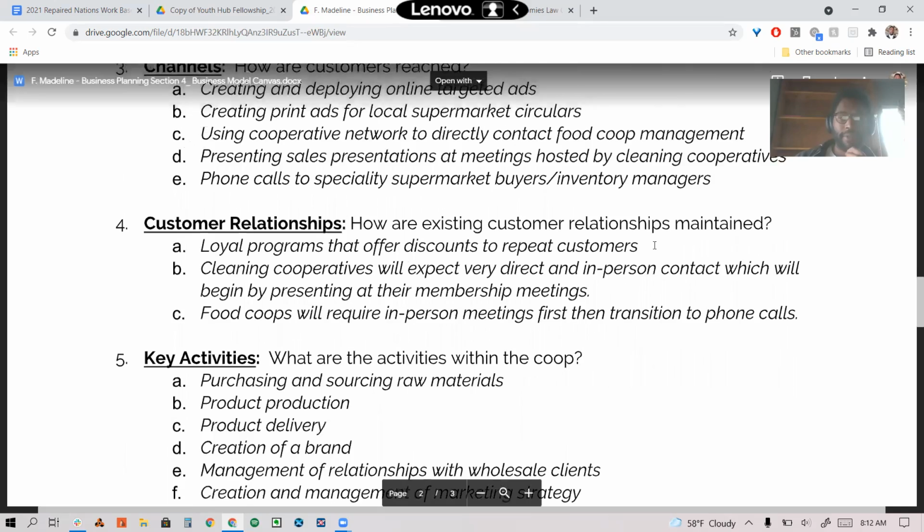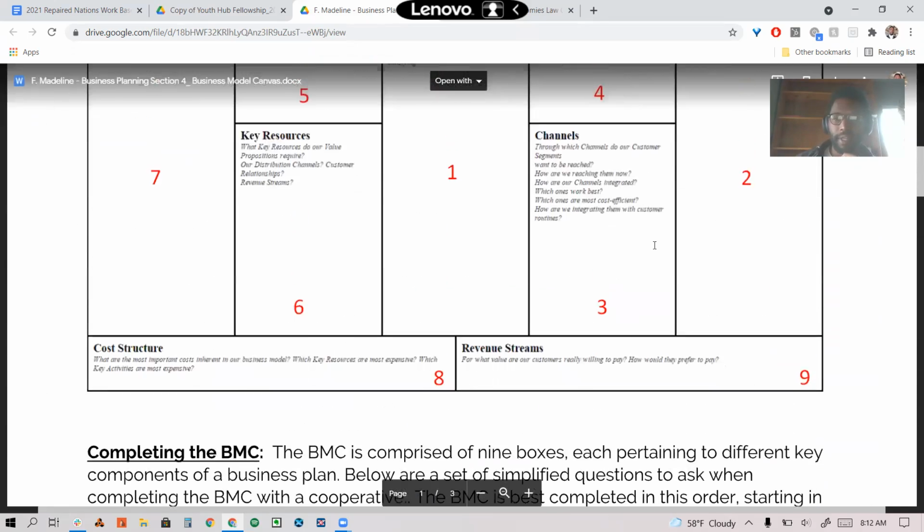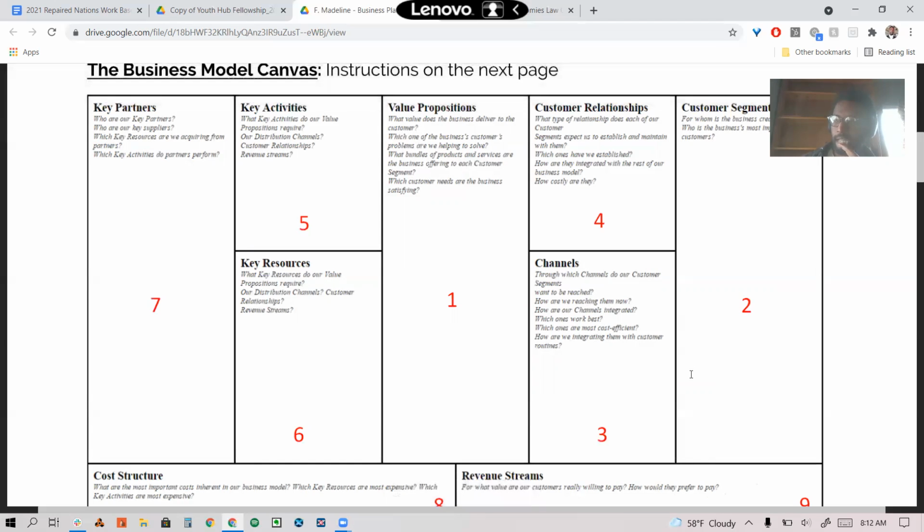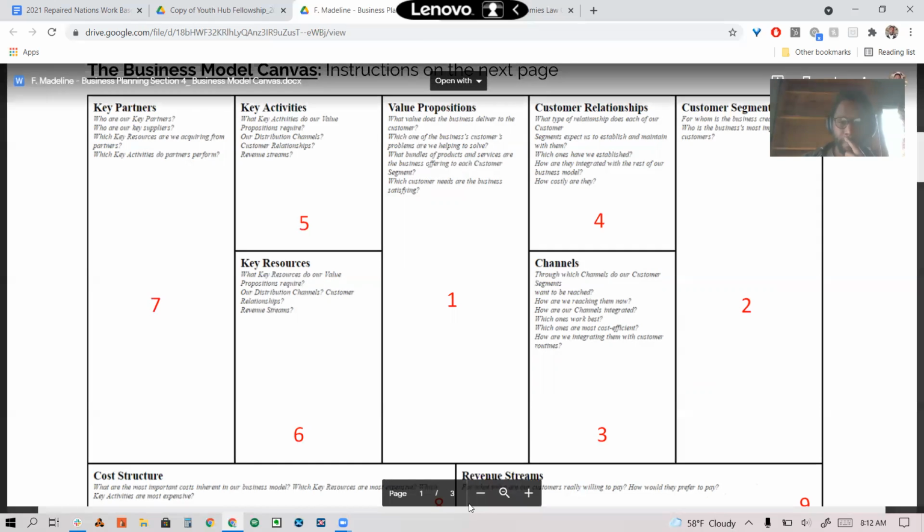Any questions about what we've talked about so far? We've gone through like 4 of these boxes to the right: value propositions, customer segments, relationships, and channels. Anything you'd like to share from experience, Todd?